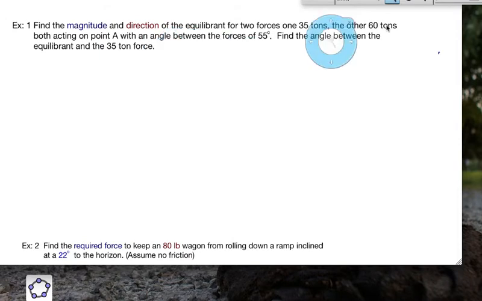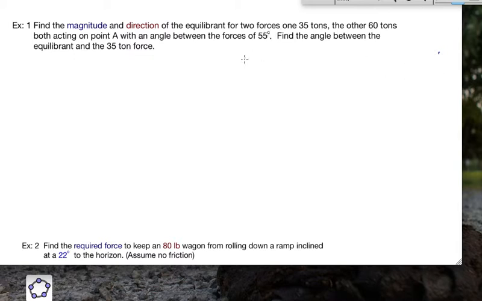Alright, so here we have an example. Let's take a look at this. Find the magnitude and direction of the equilibrant for two forces, one 35 tons, the other 60 tons, both acting on point A with an angle between the forces of 55 degrees. Find the angle between the equilibrant and the 35-ton force.